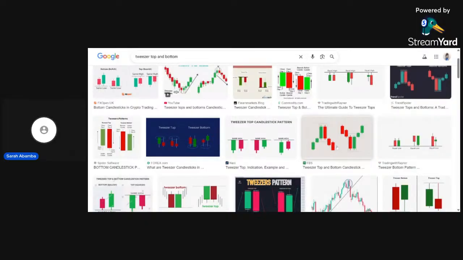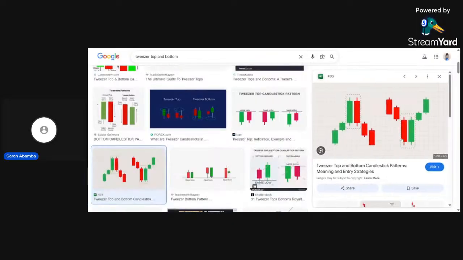Equal candlestick pattern, equal highs, equal lows, and to some extent, sometimes I do prefer the ones with equal height. You understand? So this is what the tweezers look like. The first candle bullish, the second one bearish. So this is a bearish tweezer. Market starts coming down. The first candle bearish, the second one bullish. This is a bullish tweezer.